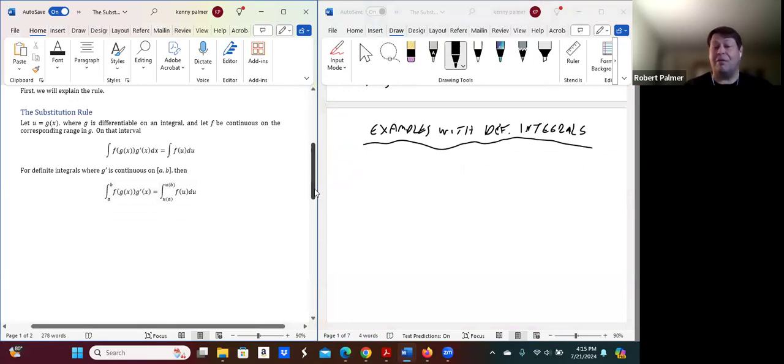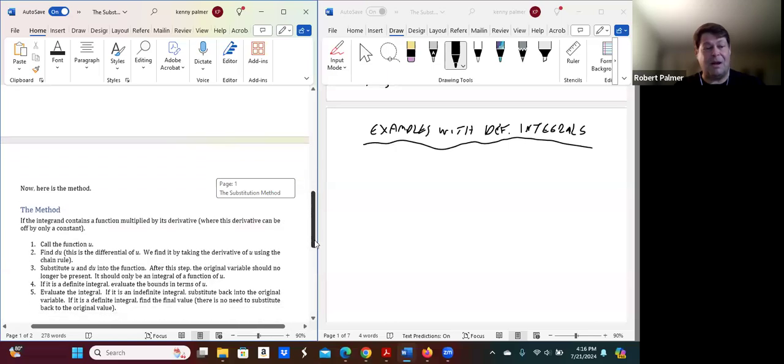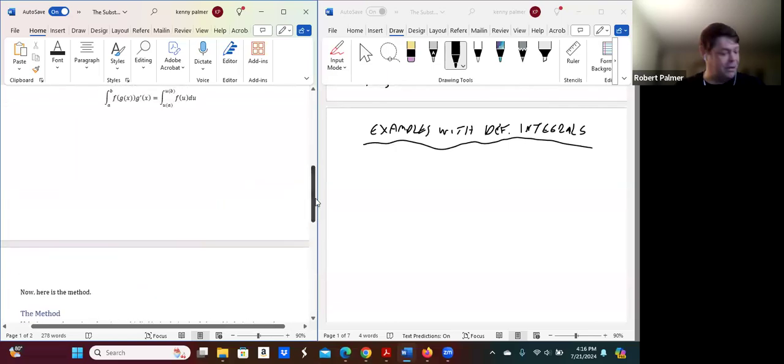And since we just get a number out of this, you don't have to substitute back in. So finally, let's take a look at an example of our method.